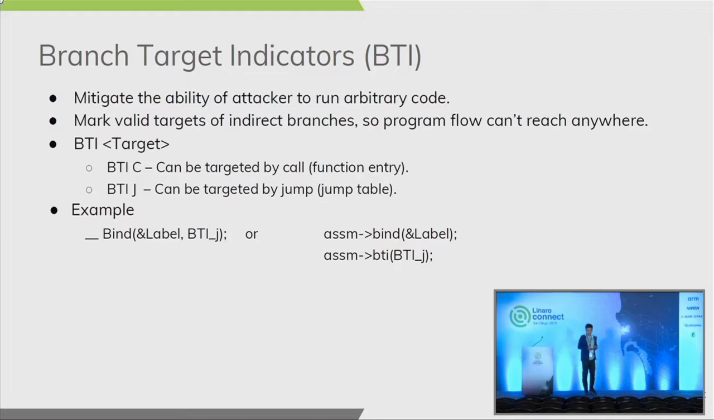BTI is another security feature we have added. The basic idea is that BTI enforces that an indirect branch can only go to a code location that is marked as valid. In this example, in VIXL, we use this API with BTI to tell the simulator that this label, this address, is a valid jump target.